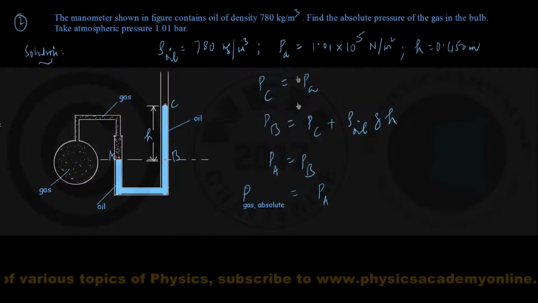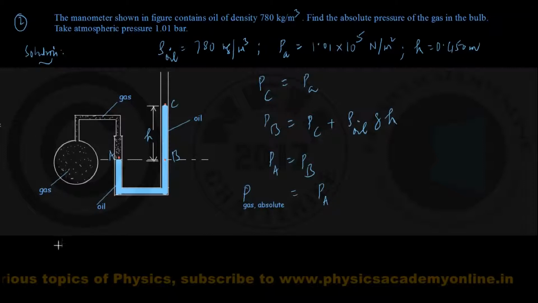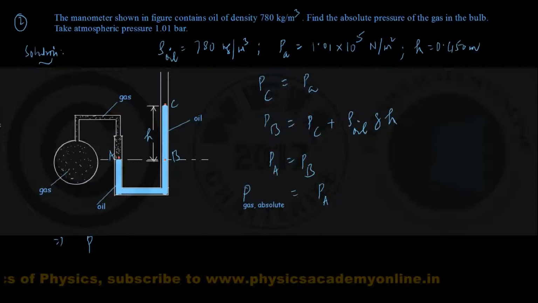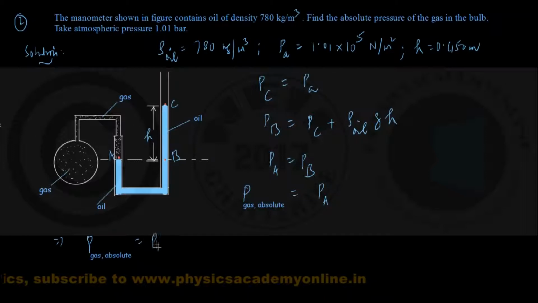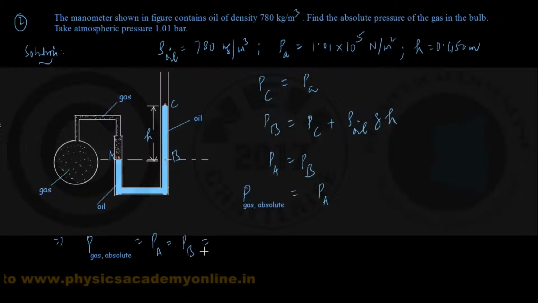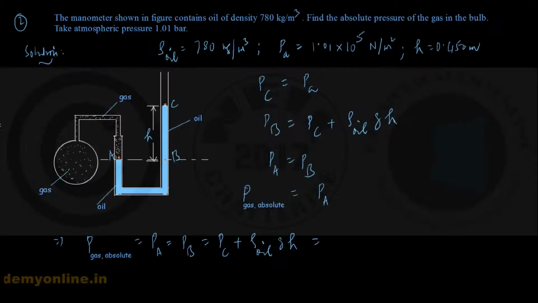So let me combine all the results I have written down so far. I can write down that the absolute pressure of the gas inside this vessel equal to pressure at the point A. Just keep on going one step before. PA is equal to PB, but then PB is equal to PC plus rho oil into g into H, but then again PC is equal to atmospheric pressure, therefore it's coming out to be PA plus rho oil into g into H.